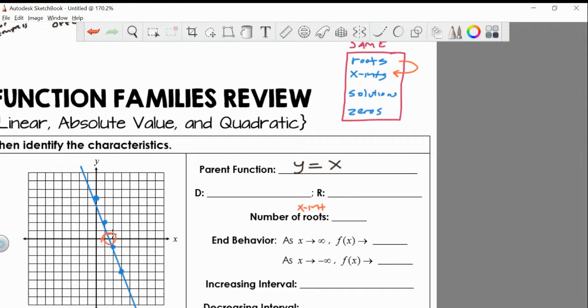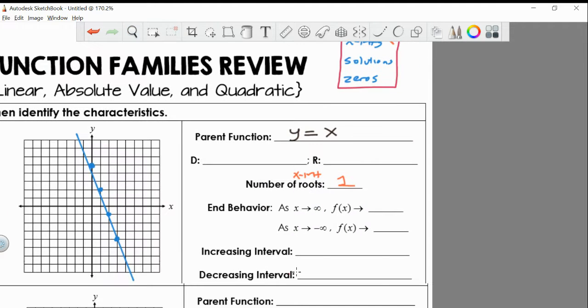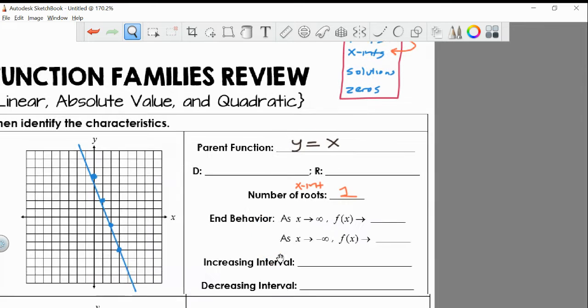We've got one of them right here. So I'm just going to go ahead and put a 1 there. So again, that should be relatively easy. You might have forgotten that little table of all the things that are the same, but that's okay. Now the rest of this stuff, end behavior, increasing, decreasing interval, definitely a little bit new.